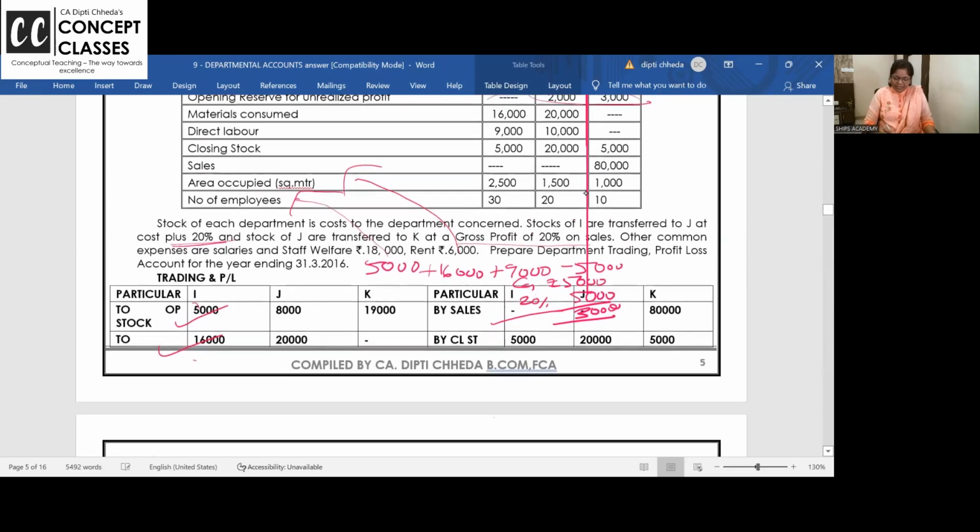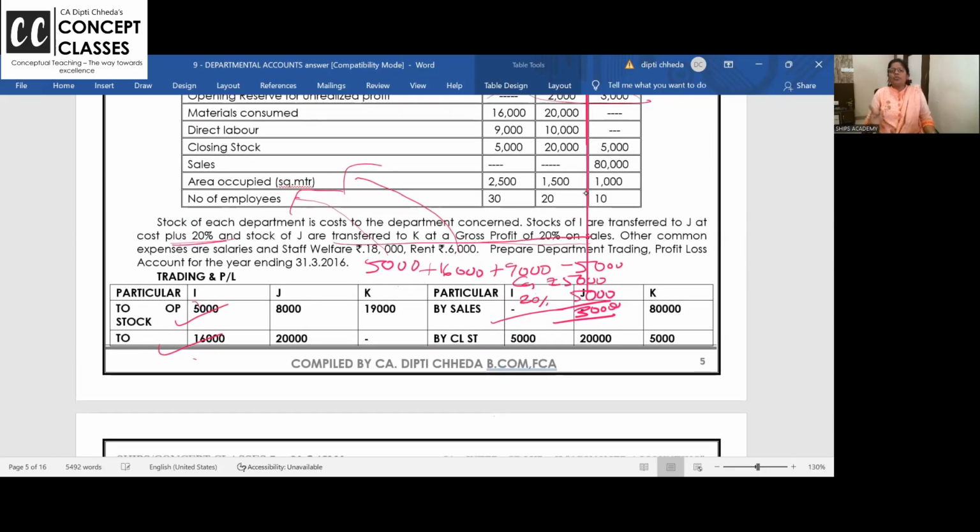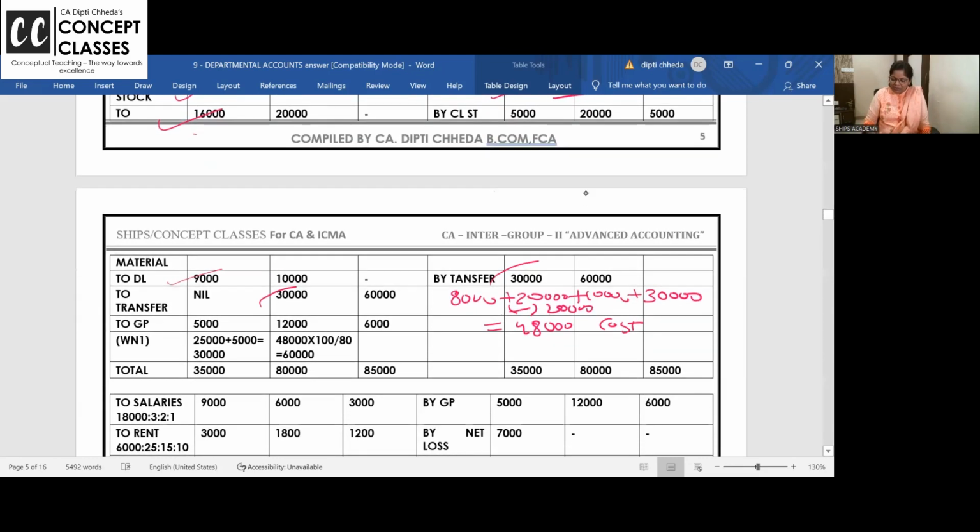But J is giving to K at 20% profit on sales. What will be the equation? 80, 20, 100. Are you all clear? 80, 20, 100. Because if it is 20% on sales, take my sales as 100, my profit as 20, and my cost as 80. ठीक है? Right? So 100 में से 20 profit है और 80 cost है.